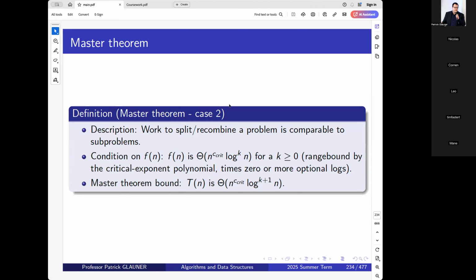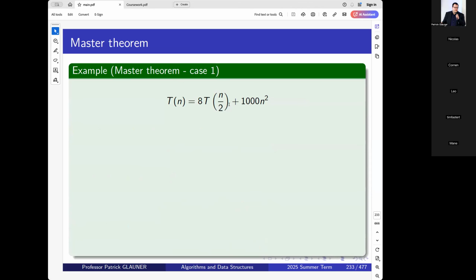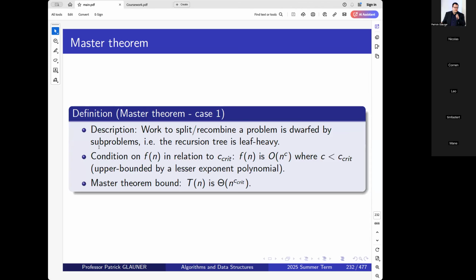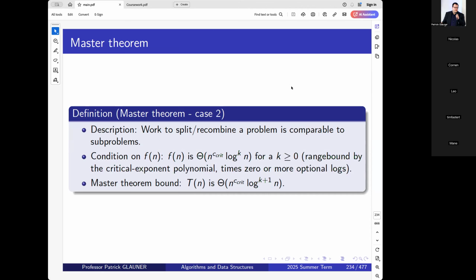The case 2 now assumes or is for when the work for splitting and recombining is comparable to the work in the subproblems. Because before we said most of the work is actually done in the subproblems, because the work for splitting and recombining is dwarfed by the subproblems. Now, the work that we need for splitting and recombining is comparable to the work in the subproblems. What we need to calculate is, again, the critical exponent, which is just log B of A.